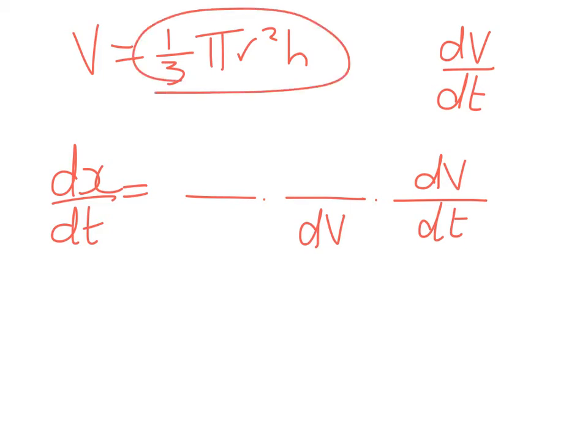Now, we're only in Year 12 and 13, so we can only think about differentiating functions of one variable. We've got two variables in here at the moment, and that's no good. We've got an r and we've got an h. We have to get rid of one of them. So we're going to use our right angle triangle.